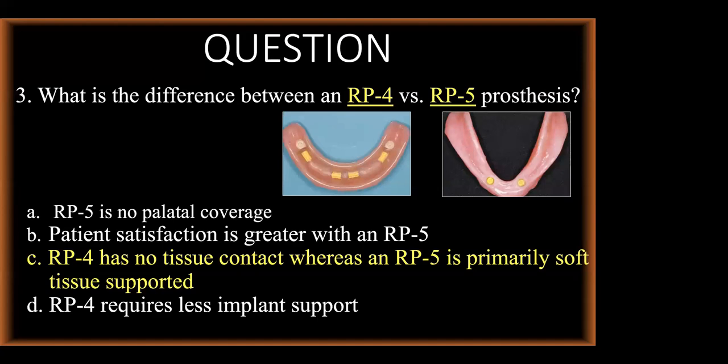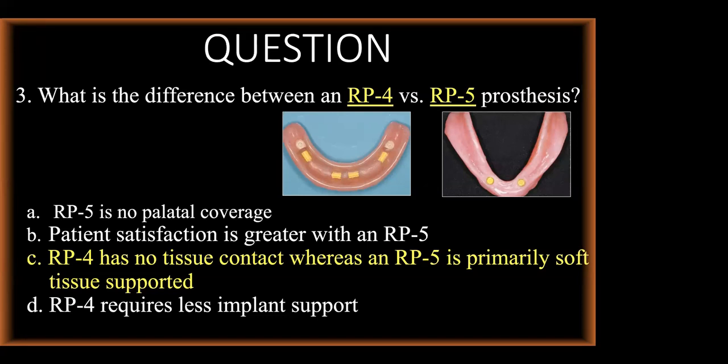Patient satisfaction is greater with an RP5. No, it's RP4, it's smaller, and because there's no soft tissue support, the patients are always happier. They can still get sore spots with an RP5. RP4 has no tissue contact, whereas an RP5 has primarily soft tissue contact, which is correct. So RP4 is totally implant supported, RP5 soft tissue supported. And RP4 requires less implants. No, needs more implants because it's all implant supported.